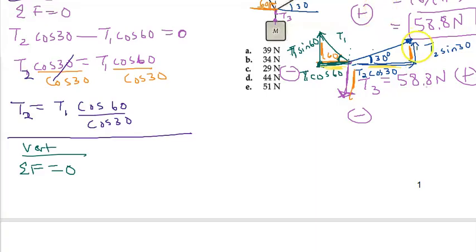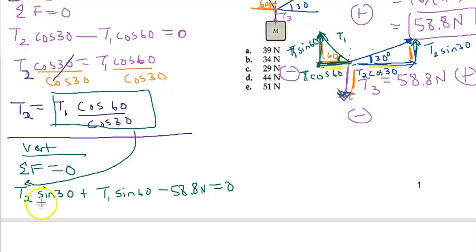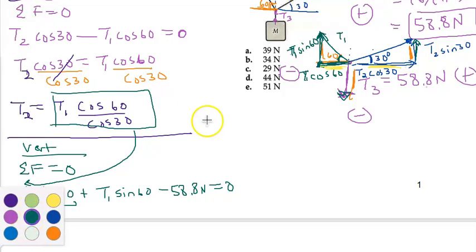T2 sine 30 pointing up, so that's positive. T1 sine 60 pointing up, so that's positive. T3 pointing 100% straight down, so that's negative. So we have T2 sine 30 plus T1 sine of 60 minus 58.8 equals 0. Then we have already solved for T2, so plug that in. Be careful, don't drop the sine of 30. And then that gives us, I guess we'll keep it in green.